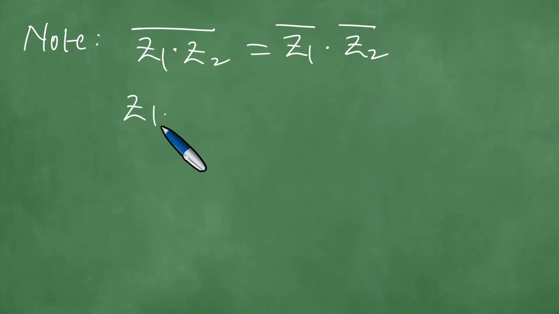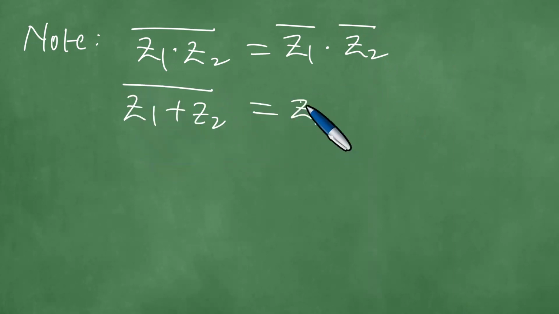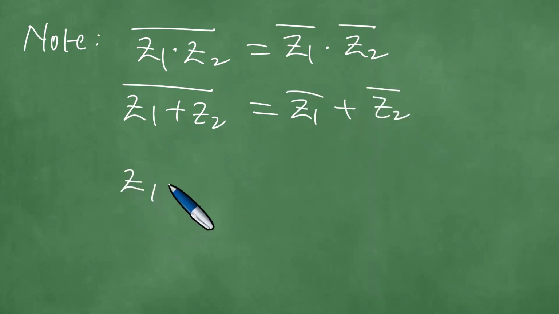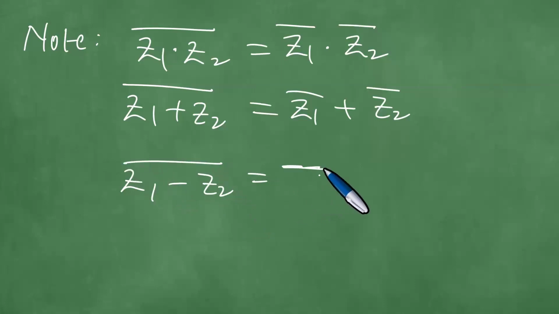But also, the complex conjugate of a sum is the sum of the complex conjugates. The complex conjugate of a difference is the difference of the complex conjugates. Okay, so these are some of the properties that we shall be using very, very often.